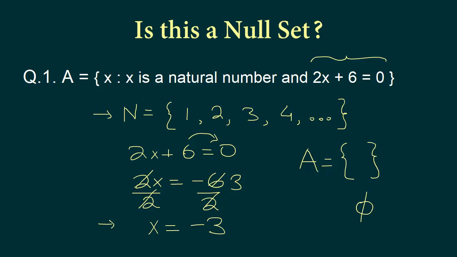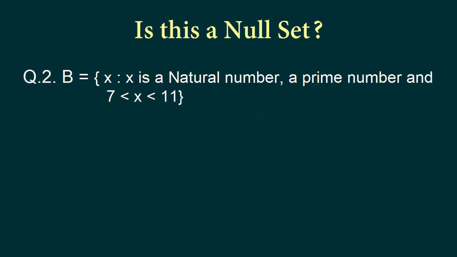Let's take a look at a second question. Here set B is defined as a set that contains element x where x is a natural number, x is a prime number, and x is in this range. So let's first find out the range. So x is greater than 7. That means x will start from 8, then x can be 9, x can be 10. Can x be 11? No, because x has to be less than 11. So x is greater than 7 and x is less than 11.